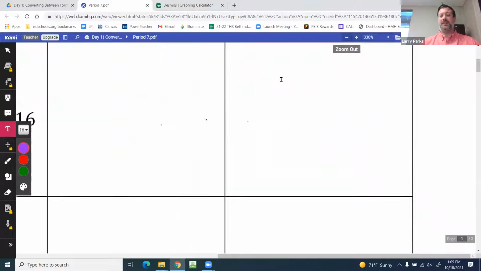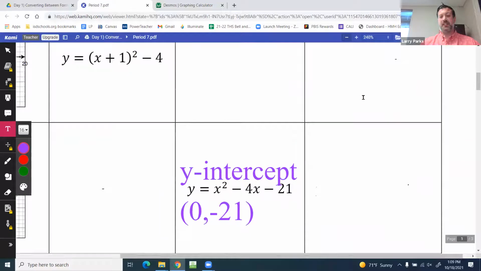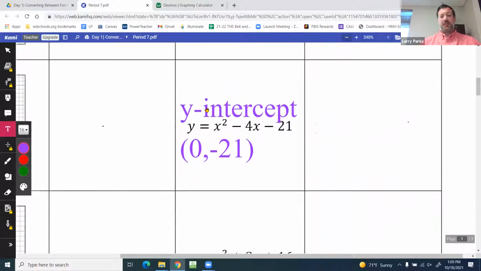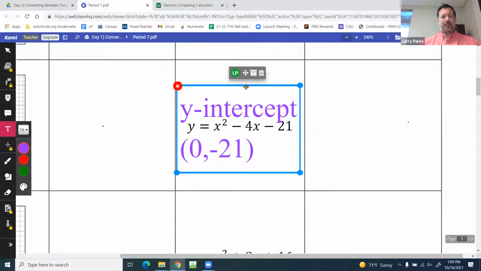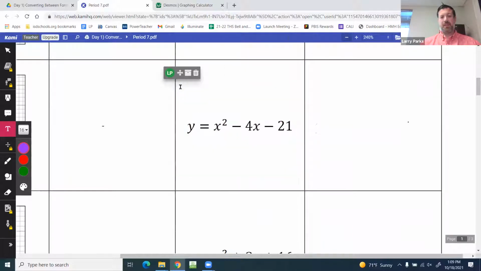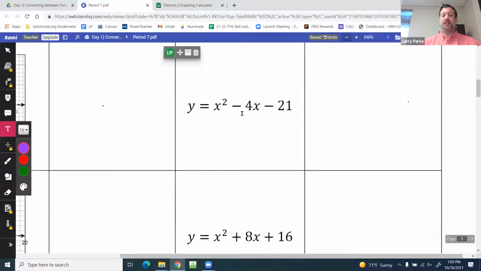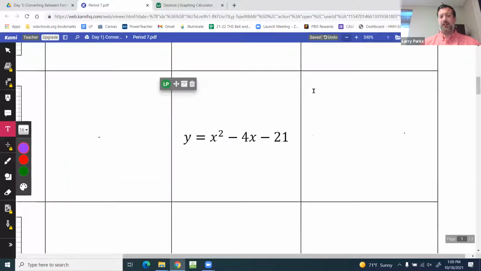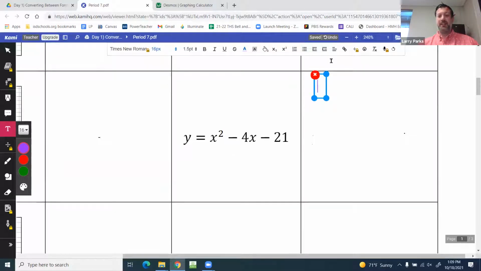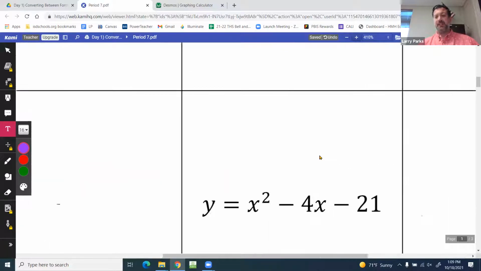All right, now let's start with one. So I start with the standard form, and I want to write that in intercept form.